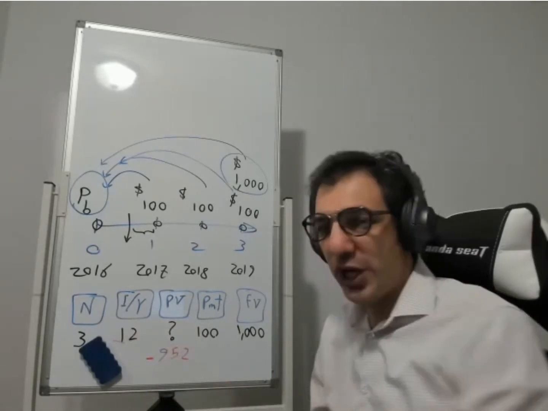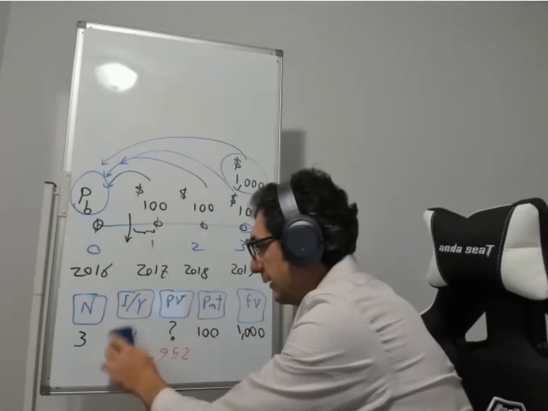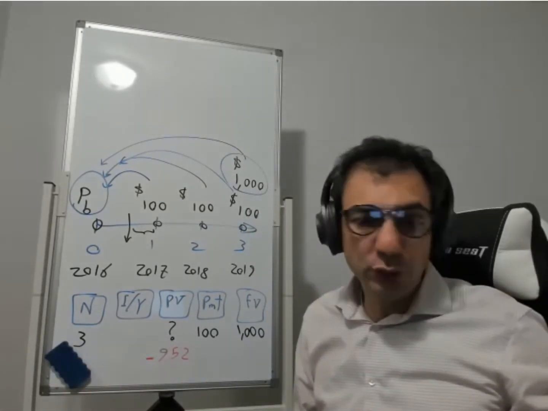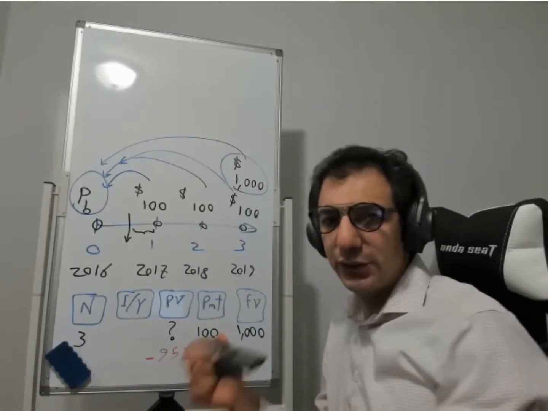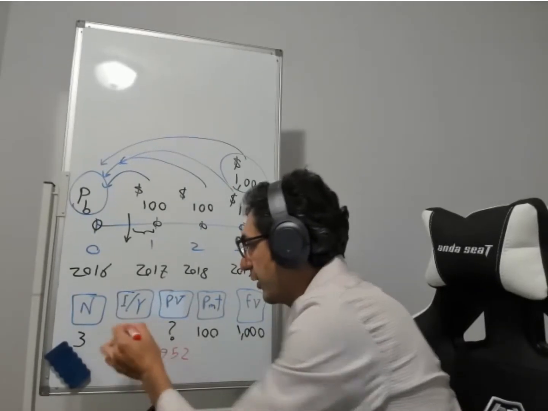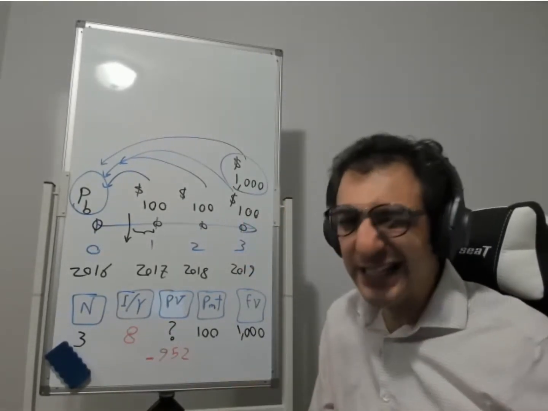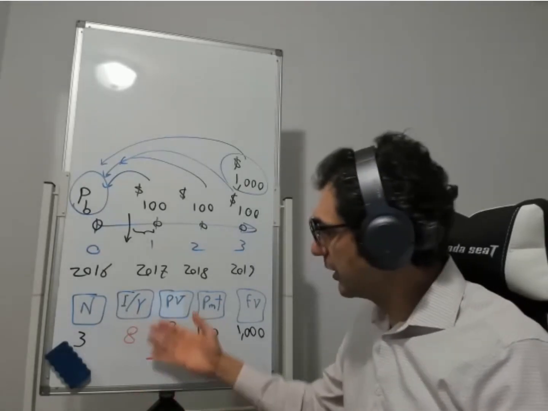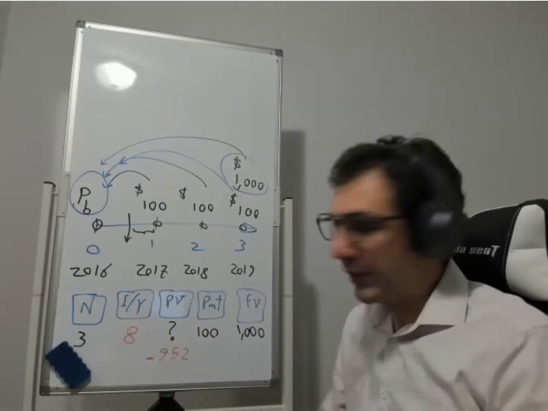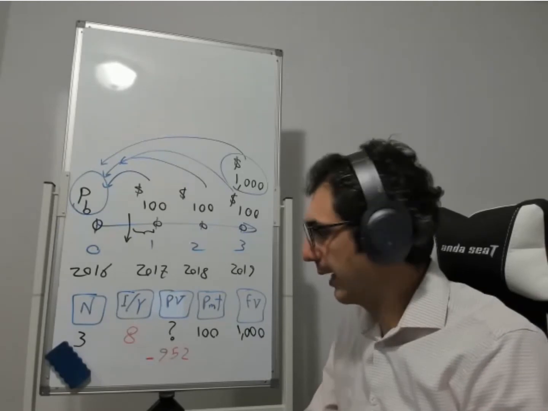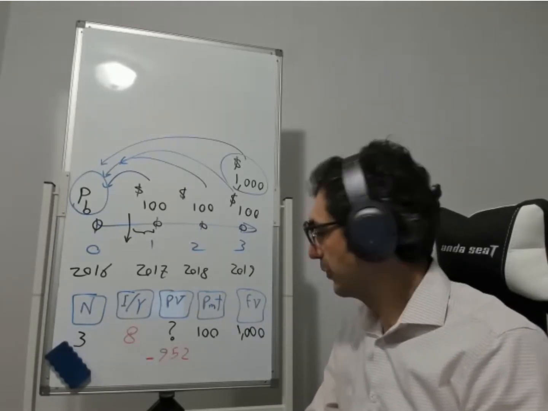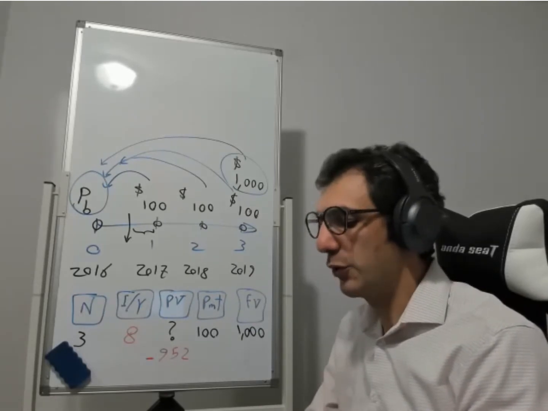Now, if I change my discount rate, so let's assume that instead of 12%, my expected return, my required return here is just 8%, which is less than 10%, which was my coupon rate. So we want to see what happens to the present value. So again, 3N, 8I, 100 PMT, 1000 future value. You're computing the present value.